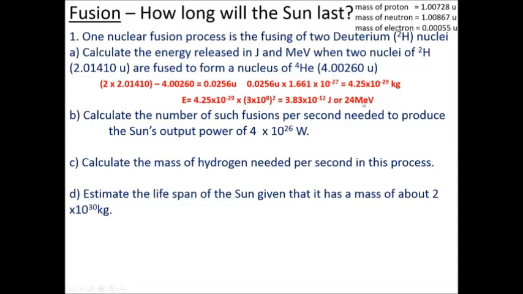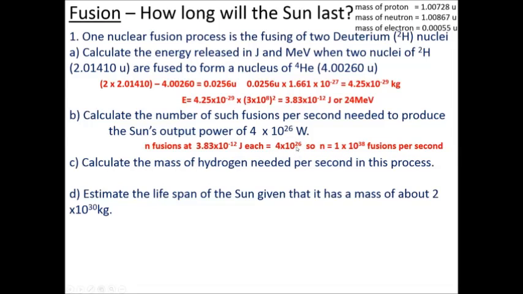So calculate the number of such fusions per second needed to produce the Sun's output power of 4 times 10 to the 26 watts. So we're suggesting that so many fusions, an unknown number of fusions, each at 3.83 times 10 to the minus 12 joules, equals 4 times 10 to the 26.